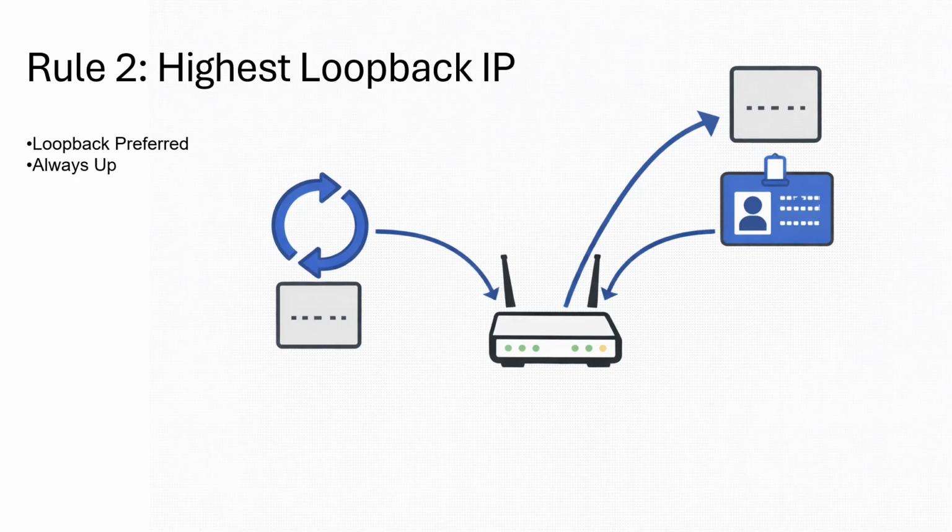Rule 2. If not manual, OSPF chooses the highest IP address on a loopback interface. If there are multiple loopbacks, it chooses the highest IP address among them. Why loopback? Because a loopback is designed to be stable. A physical interface can go down. A loopback is a virtual and typically always up interface, so OSPF prefers something that won't disappear. So, highest loopback IP is second priority.